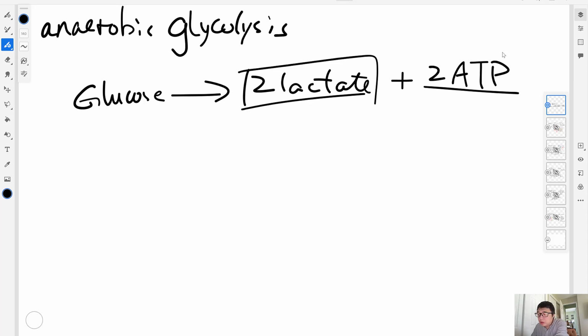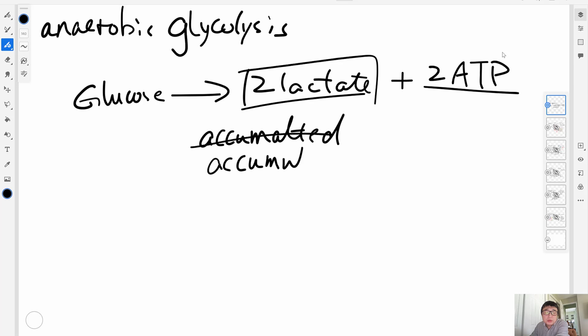This is a long-term misunderstanding. In a very early study, they believed accumulated lactate is the cause of muscle fatigue. One thing for sure is that accumulated lactate does cause muscle fatigue.